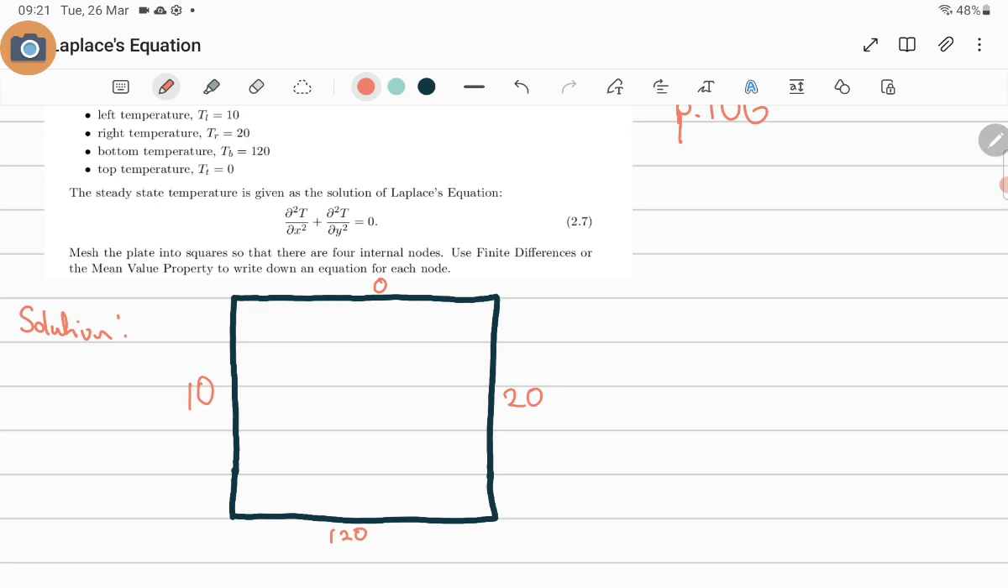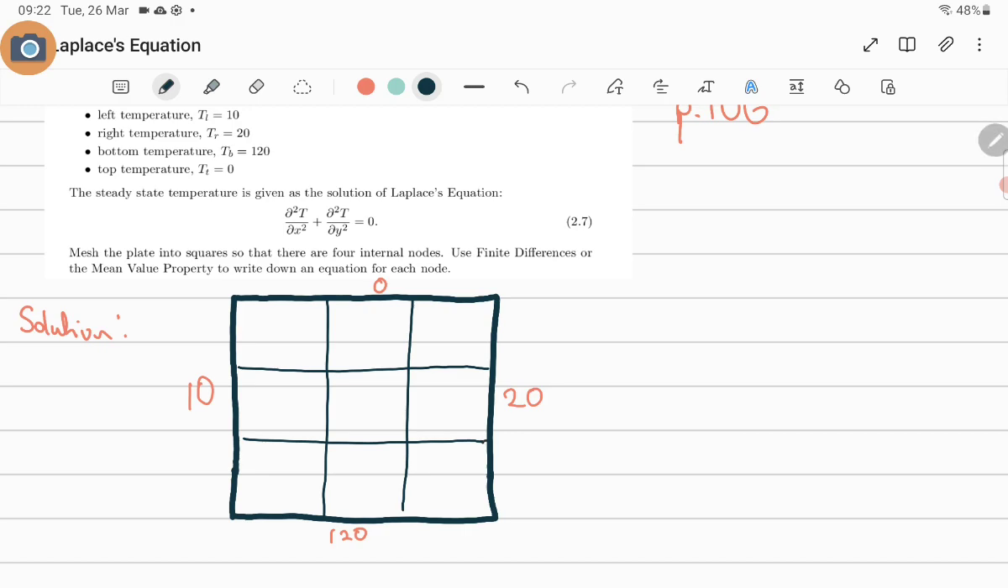Mesh the plate into squares so that there are 4 internal nodes. So that if I do this, they're supposed to be squares. I have 4 internal nodes. Use finite differences or the mean value property to write down an equation for each node.